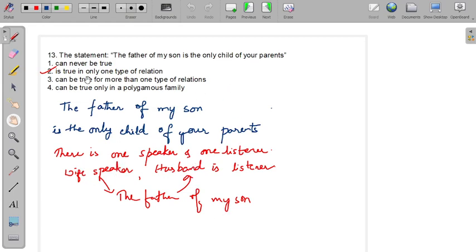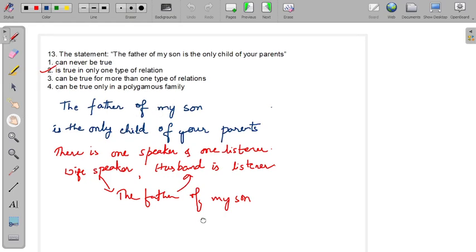So this can never be impossible. It is true only in one type of relation, the only one type of relation in which the statement holds: the wife is telling her husband that the father of my son is the only child of your parents. Only in that relation it is true. Can it be true only in a polygamous family? It need not be true in a polygamous family. It can be a monogamous family also. The statement becomes a true option. So the answer would be the second option.